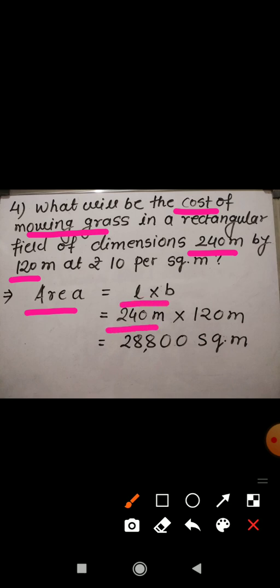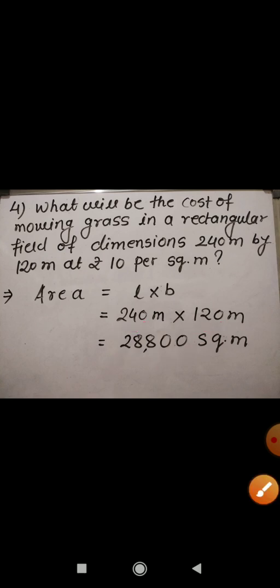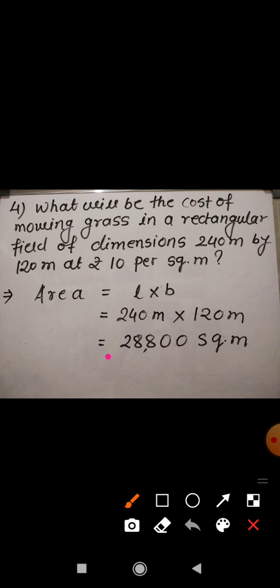Length is 240 meter and breadth is 120 meter. Children, when you multiply the two numbers 24 and 12, you will get the product 288. And then you can keep these two zeros at the end of the answer. This is an easy way to multiply any two numbers which are ending with 0. Hence the area of a rectangular field is 28,800 square meter. Now we have to find out the cost of mowing grass, which costs rupees 10 per square meter.